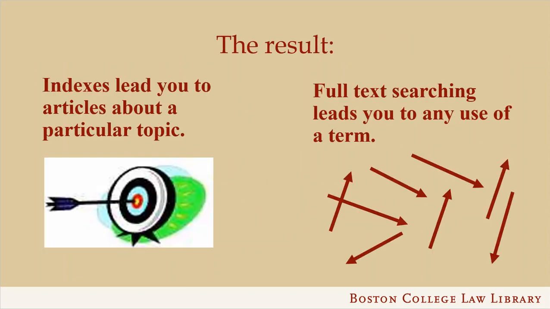The result is that indexes will lead you to articles all about a particular topic as selected by a person who looked at the documents and understands the content. A full-text search takes you to any document that uses your search terms. Full text can be a very useful way to search for many things, but when you are just starting to research a new topic, it can be better to start with an index and get articles all about that topic, rather than all the documents that use your search terms.